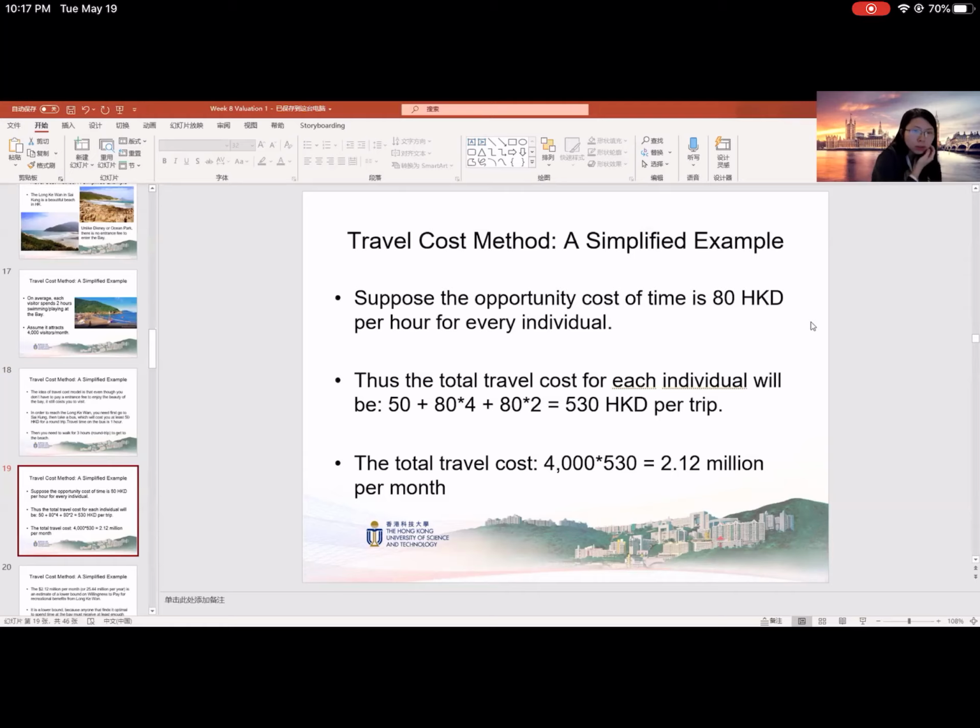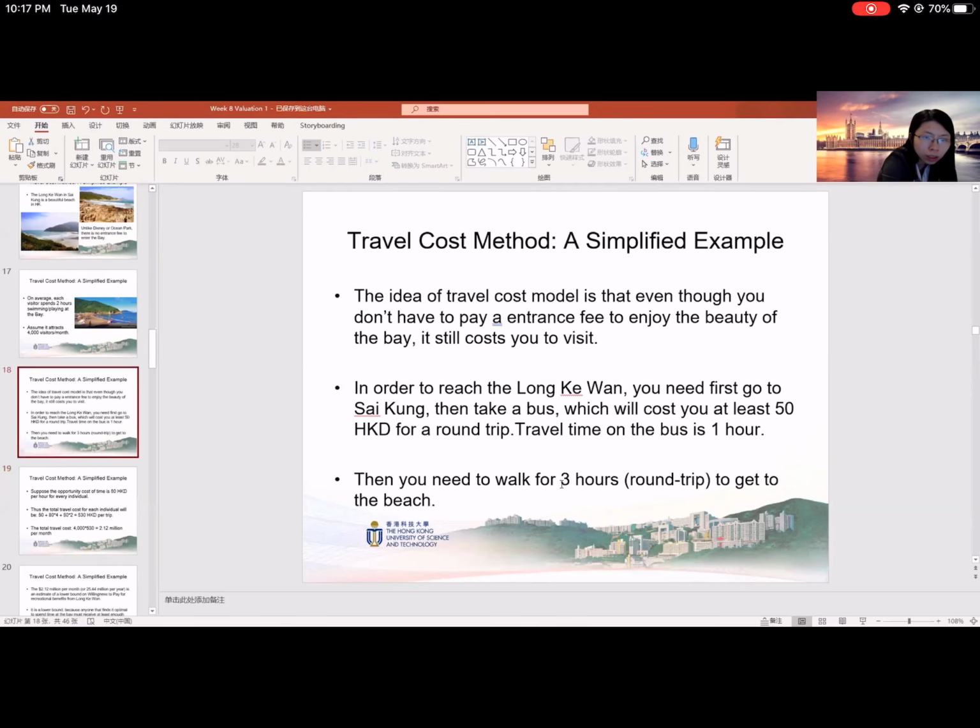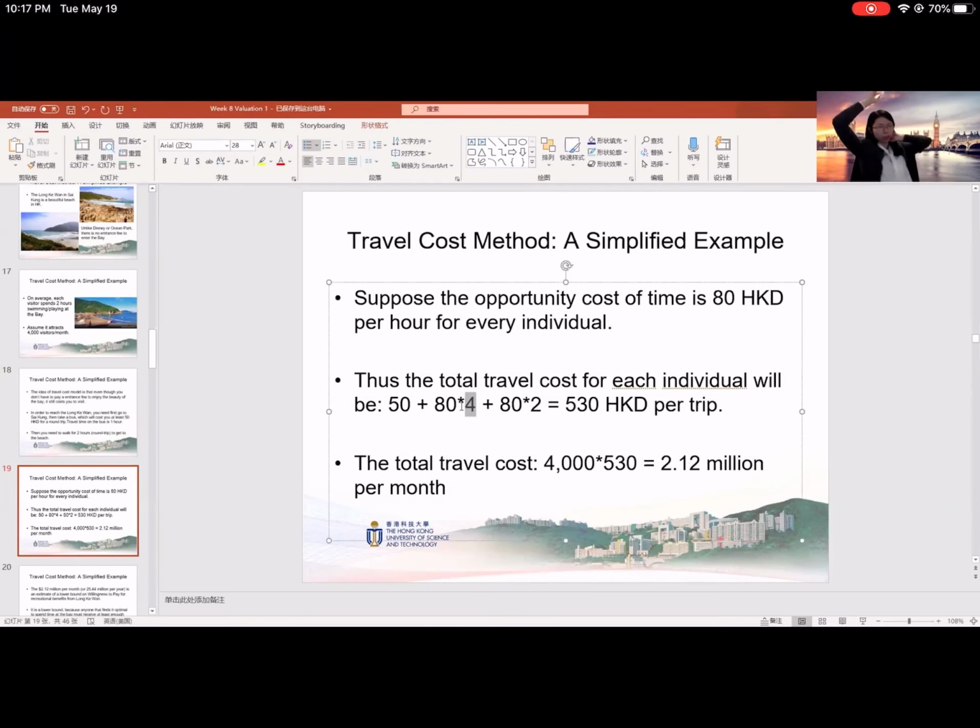So suppose your opportunity cost of time is 80 Hong Kong dollars per hour. For the round trip, you spend 6 hours on the trip, 4 hours for walking, 2 hours on the bus, plus $50 on the bus. In general you pay 530 Hong Kong dollars per trip just to get to the beach on average. I think here you need to walk for 2 hours each way, which would explain the 4 here. So the round trip costs you 530 Hong Kong dollars.